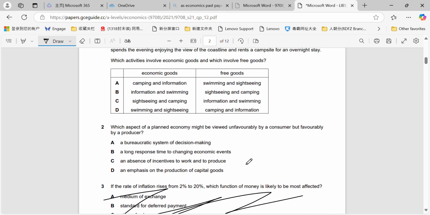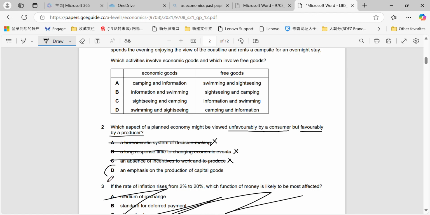So question 2, which aspect of a planned economy might be viewed unfavourably by a consumer but favourably by a producer? Okay, so what aspect of a planned economy controlled by the government will a consumer not like, but a producer will like? Bureaucratic system of decision making, no, they will both view that unfavourably. Slow response time to changing economic events, again, they will both view that unfavourably. An absence of incentives to work and to produce, that would definitely not be viewed favourably by a producer. They would want incentives to work and to produce.